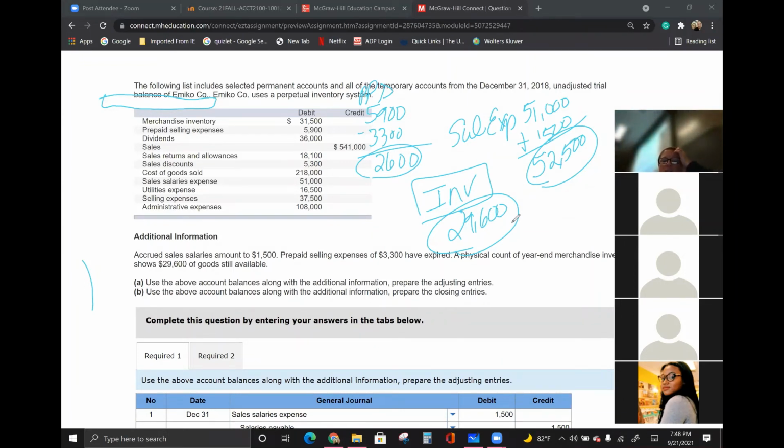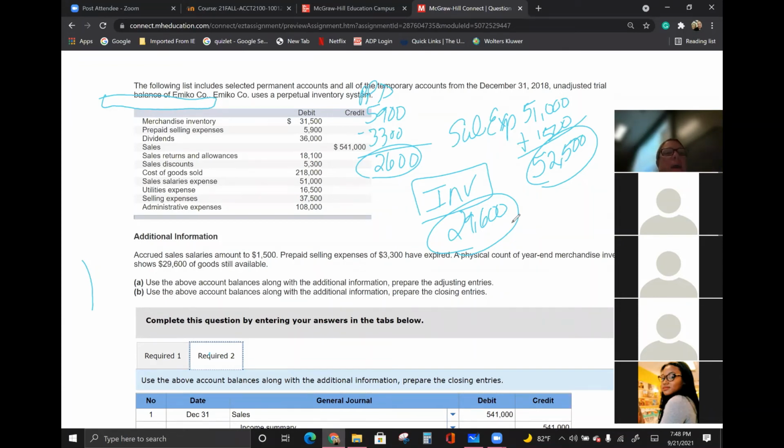Now I'm ready to do my closing entries because I know my new balances after those adjustments. We talked about the account called income summary, and the income summary is what everything flows into when we do the entries. So I need to remove revenue. Let's start with the revenue.